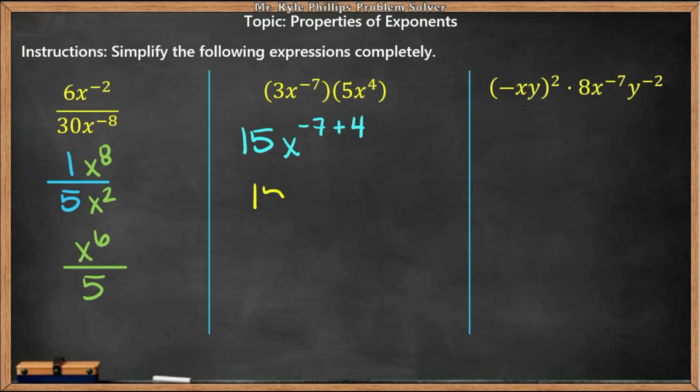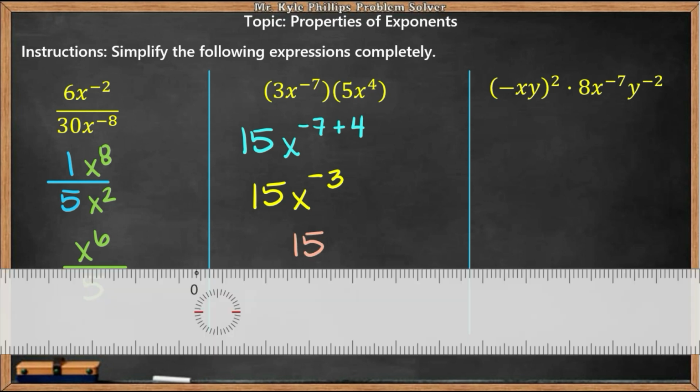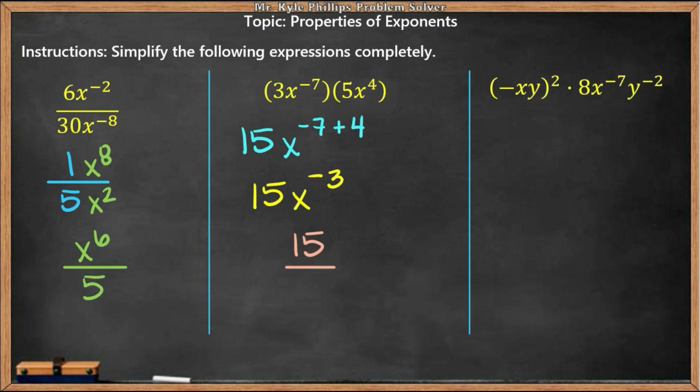So I have 15 x to the negative 3. Now remember, we are simplifying completely, so we cannot have here a negative exponent. So we're going to bring that down to the denominator, and this is going to give us 15 over x to the third. And that is going to be our solution.